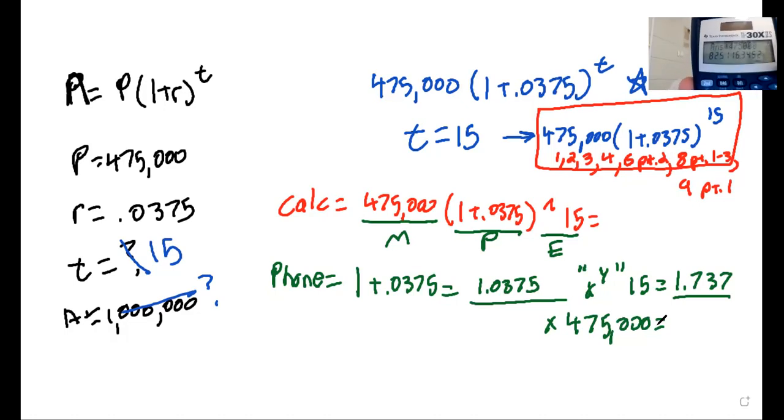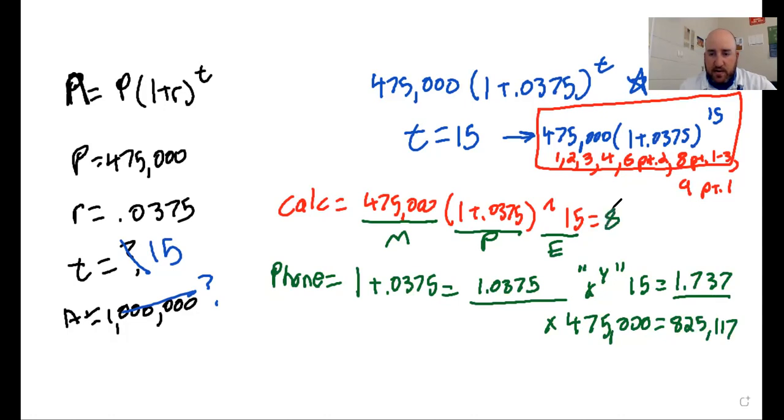That gives me 825,116.34. But since we are talking about human beings, we're going to round up to the next whole human being, so 825,117. You get the same thing up here if you just punch that in. All right, so that's a pretty good start. We're up to 825,000. We're still not quite all the way to 1 million though.